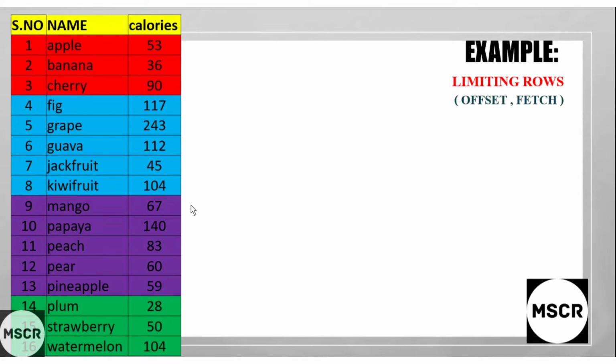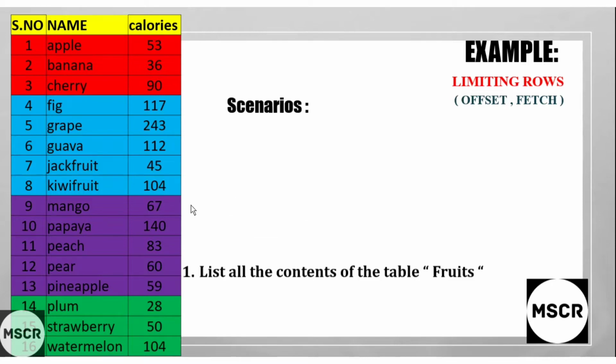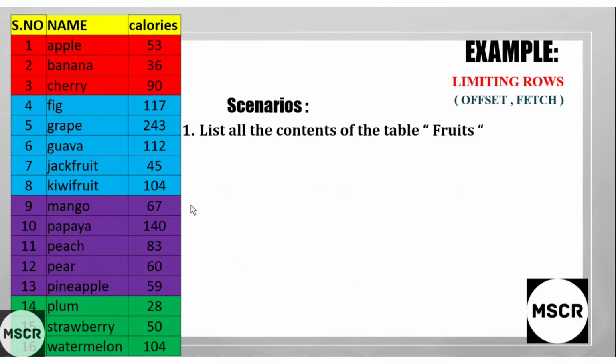Now consider some scenarios. So these are the scenarios given. The first scenario: you have to list all the contents of the table fruits. Say this is my table with the name fruits. Now I have to list all the contents of the table. This is my question number 1. This is my question number 2.